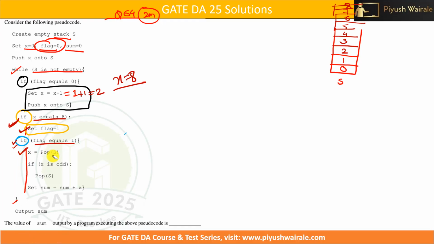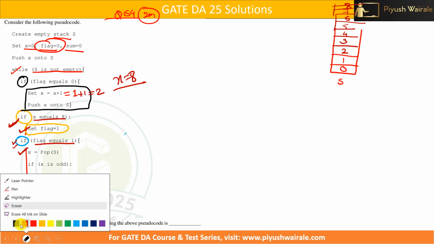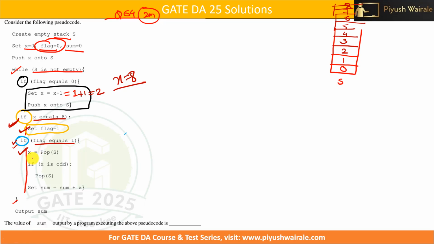Now you can see x equals pop S. So pop means we are going to remove the top element from the stack, which is basically 8 here. So x equals 8. If x is odd, is that true? x is equal to 8. Is it odd? No. Then we are not going to execute this one. So we have to set sum equals sum plus x. What is sum here? 0. What is x here? 8. So sum is 8 here. Again going for the while loop. Next, again we are checking S is not empty. It is not empty. Here we have just removed 8, but 7, 6, 5, 4, 3, 2, 1, 0 are there. Flag equals 0.